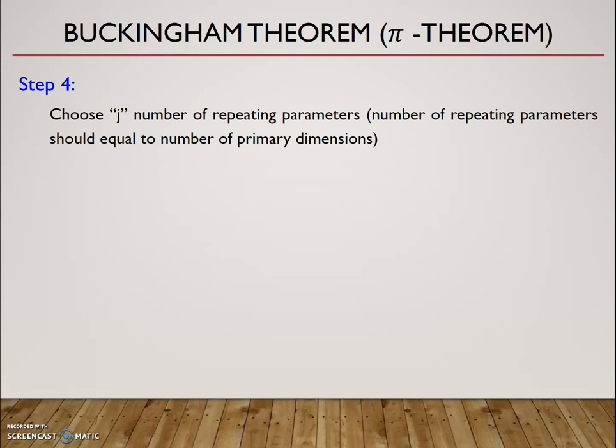Step 4 is to choose repeating parameters. This is the most critical and challenging step involved in all 5 steps. Generally, the number of repeating parameters should equal the number of primary dimensions. Since this is the hardest part of the method of repeating variables, several guidelines have to be considered.